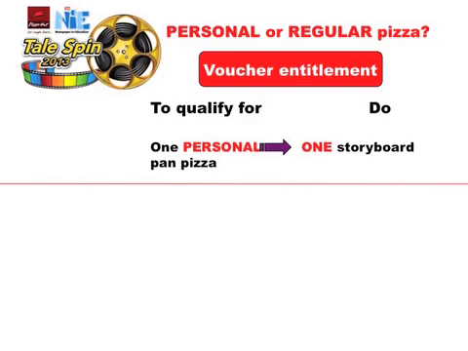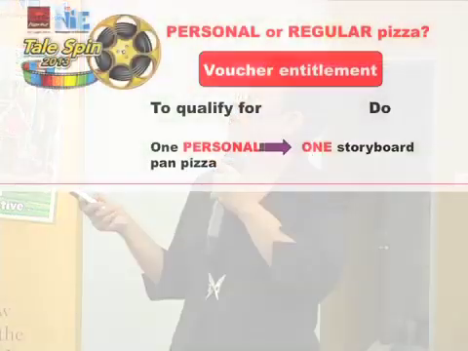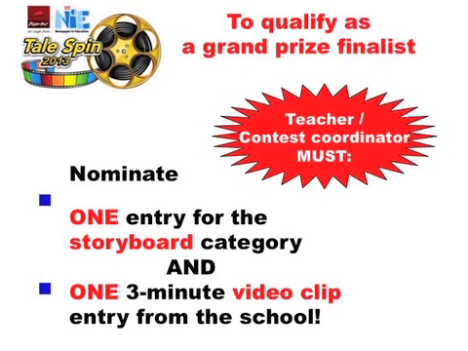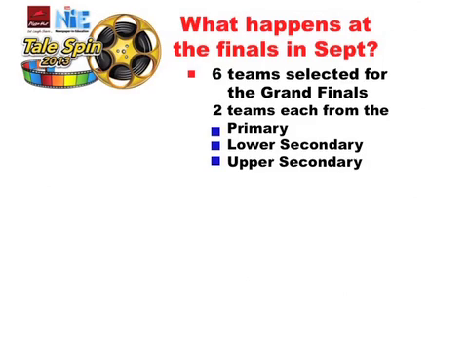Now, rewards. For 1 personal pen-sized pizza, how many do you need to do? 1 storyboard. So you get 1 pizza to yourself, but it's an upgrade. So from this size to this size, all right, you need to do either 2 or more, but minimum 2, or 1 storyboard and 1 video. You have to understand that last year we had 60,000 entries. I've included the primary because they'll be doing the grand finals together with the upper and the lower secondary.